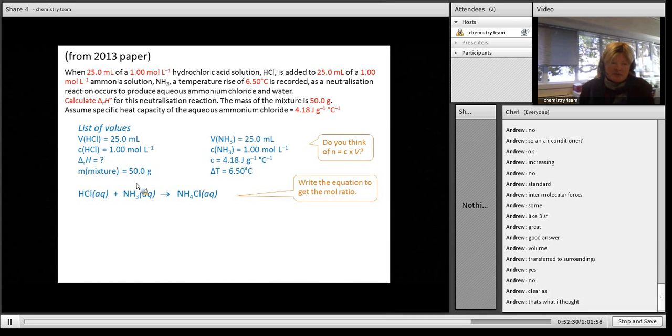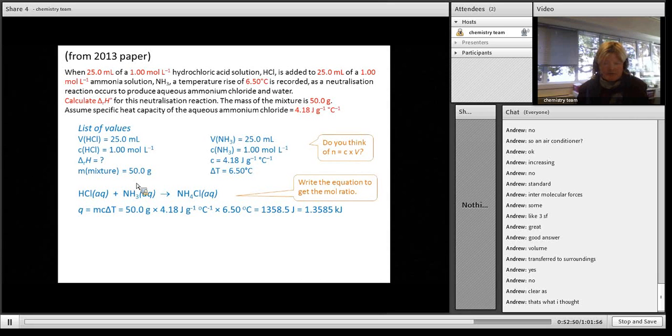Now you do need a mole ratio, just to work out your final concentration of ammonium chloride. So there it's easy, it's all 1:1. 1 HCl reacts with 1 ammonia, gives me 1 ammonium chloride.